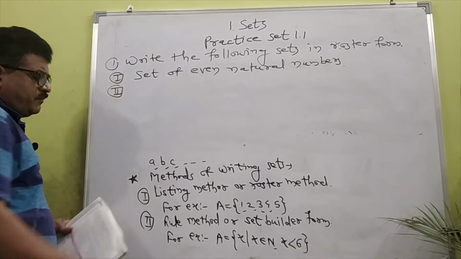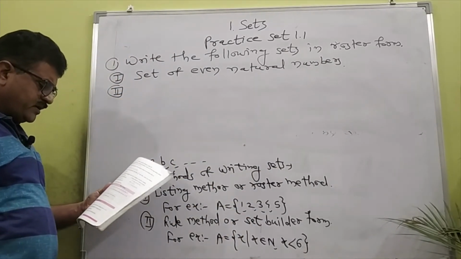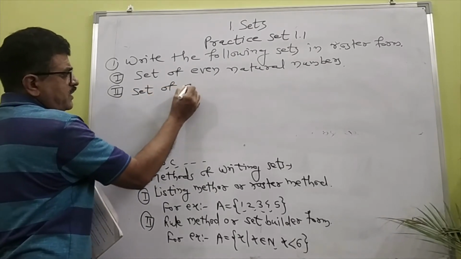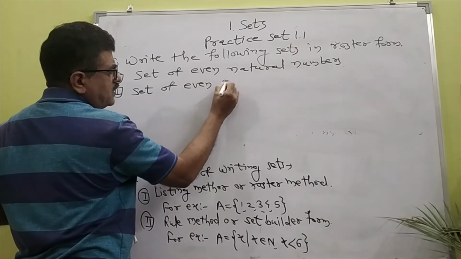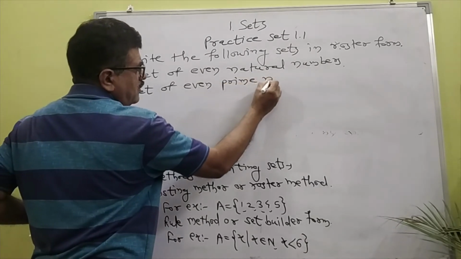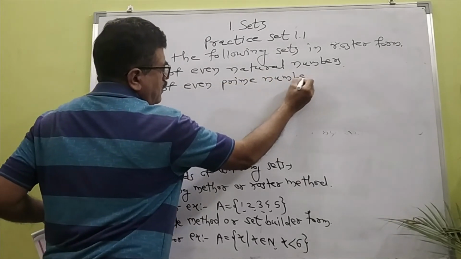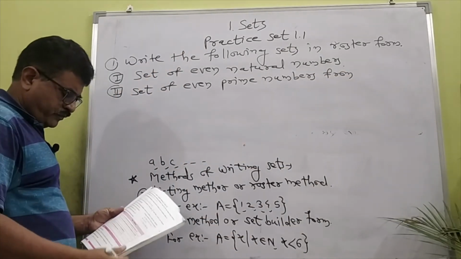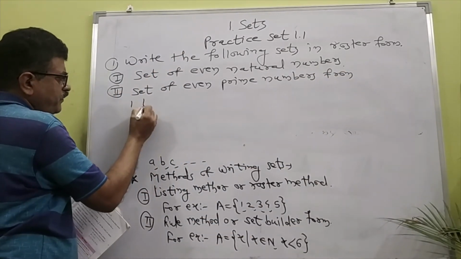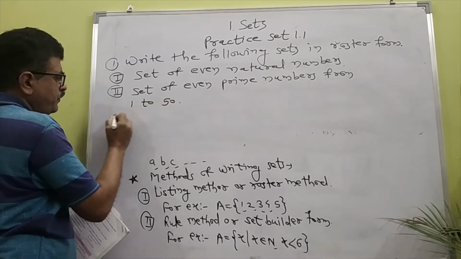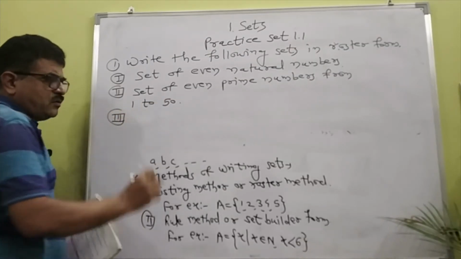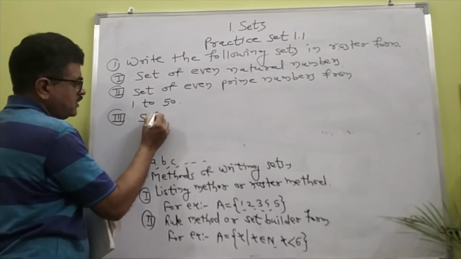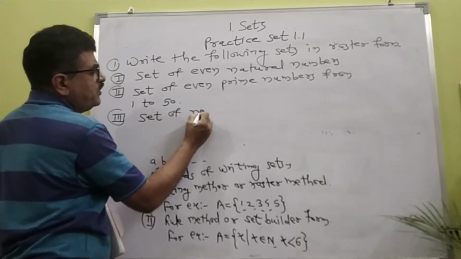Write down second, set of even prime numbers from 1 to 50, and write down third, set of negative integers.